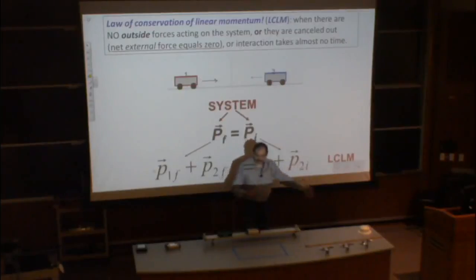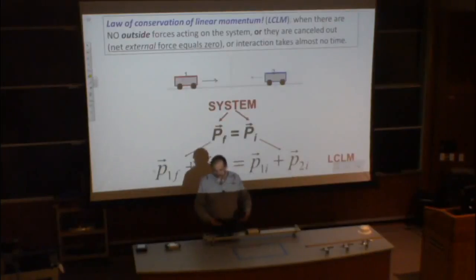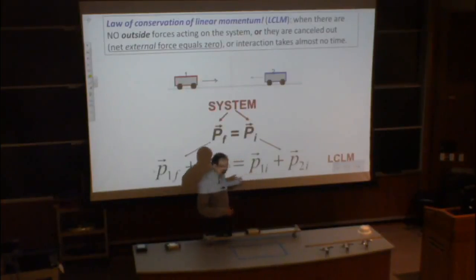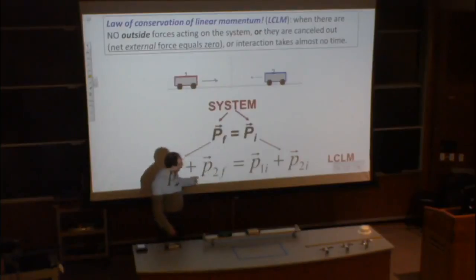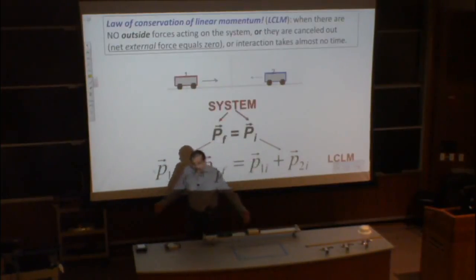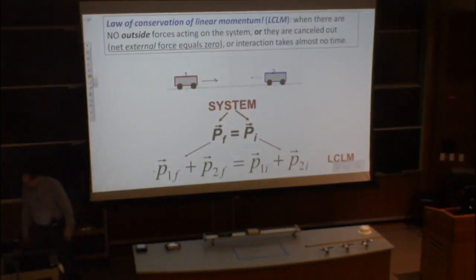But since a collision happens very quickly, plus because of Newton's third law, internal forces don't affect the momentum of a system, this sum remains constant. So if we take two instances, one before the collision, second after the collision, if we calculate the total momentum before and the total momentum after, they must be equal to each other. This is the law, and we call it the law of conservation of linear momentum. That's it. Or LCLM.